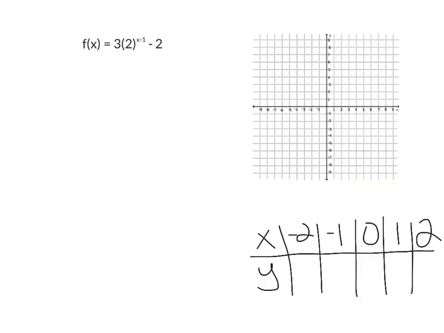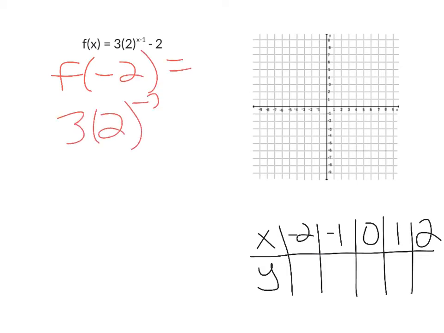Now let's try another example. Let's graph the function f of x equals 3 times 2 to the quantity of x minus 1, minus 2. Again, I'm just going to make a table of values. So let's start off by finding f of negative 2. When I plug in negative 2, I get 3 times 2 to the negative 2 minus 1, minus 2, which gives me 3 times 2 to the negative third, minus 2.